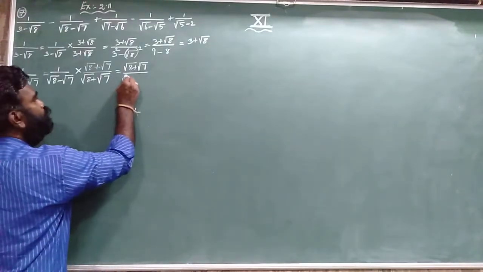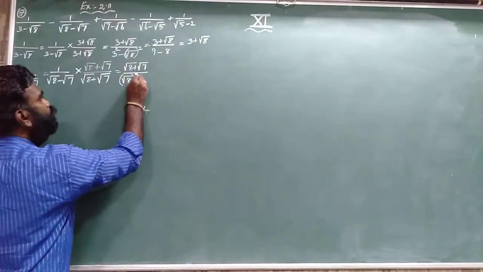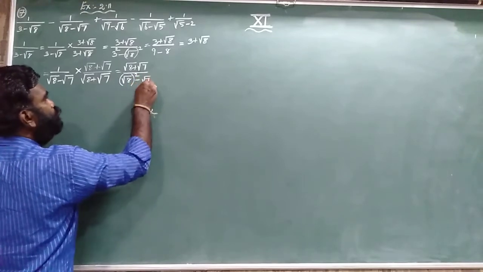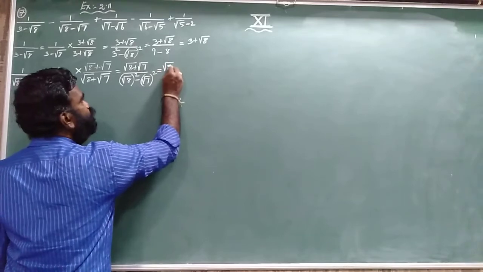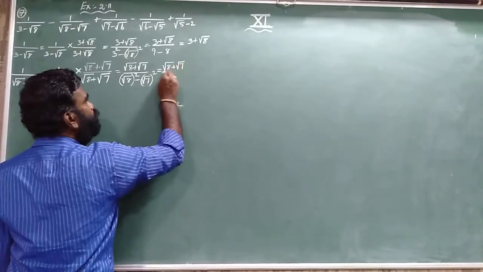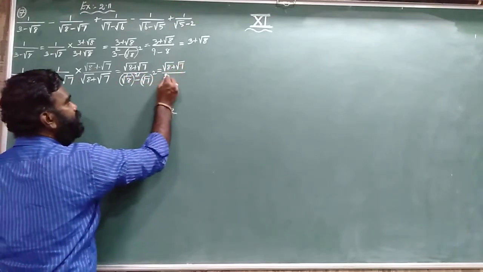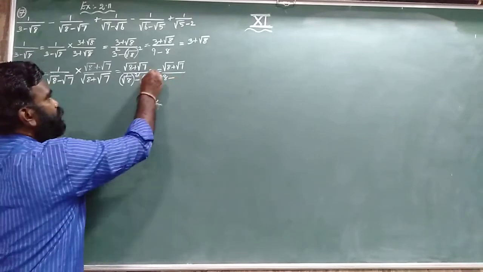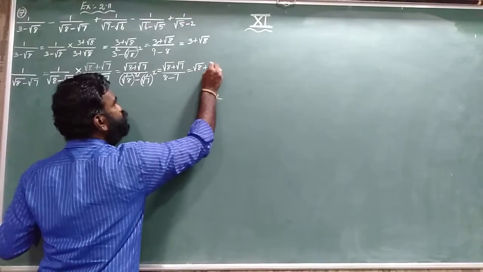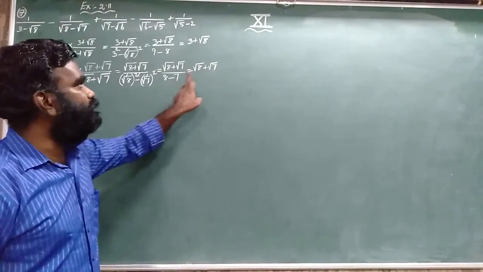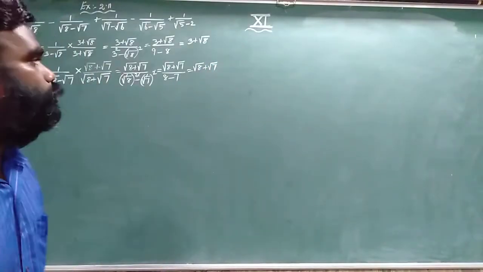So what I can do is square root of 8 the whole square minus square root of 7 the whole square. Then the next step will be square root of 8 plus square root of 7. Square and square root get cancelled, the answer is 8, and for the other it is 7. So we get square root of 8 plus square root of 7. 8 minus 7 is 1. We don't need to write it in the denominator.